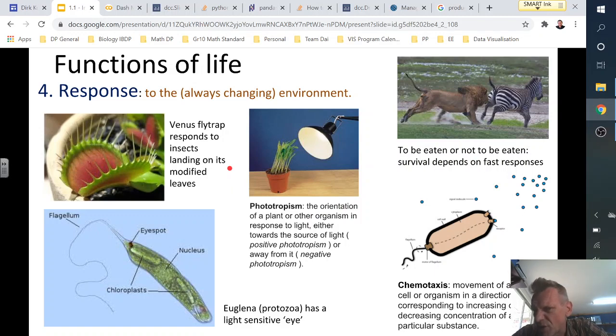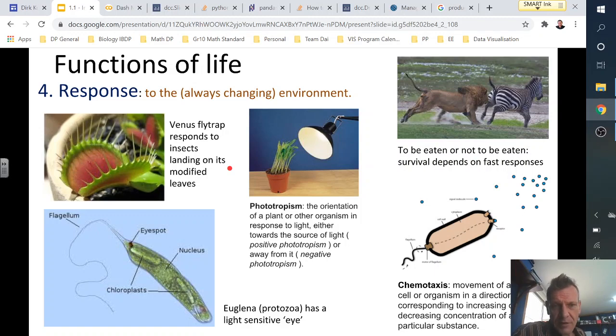Plants don't have a nervous system as such as we have, but they've got plant hormones that regulate the direction of growth. For instance, if you are an HL student, we'll do plant biology at some point, and you'll be learning more about those particular plant hormones.